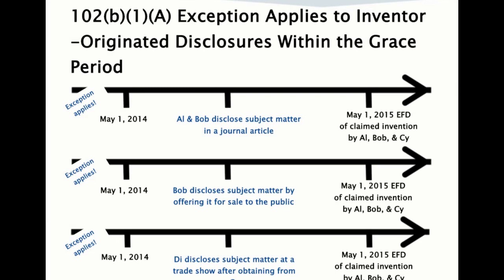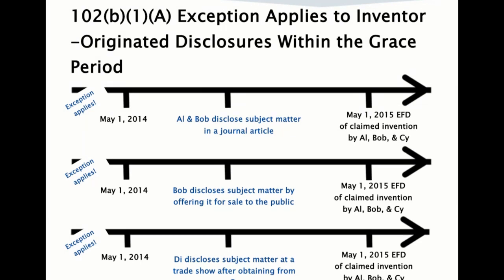Here are 3 more examples with slight modifications to each. In all 3, the application was filed on May 1st, 2015 by Al, Bob, and Cy, so the grace period began 1 year earlier, May 1st, 2014. There are intervening disclosures present in each, and the examiner must determine if the 102B1A exception applies to the intervening disclosures. If the exception applies, then the disclosure is not prior art.